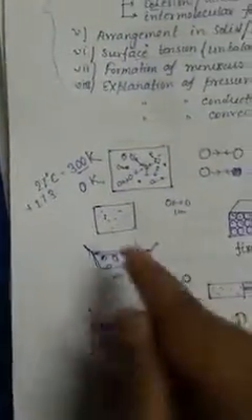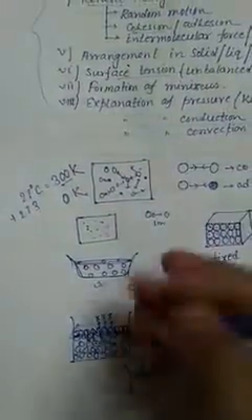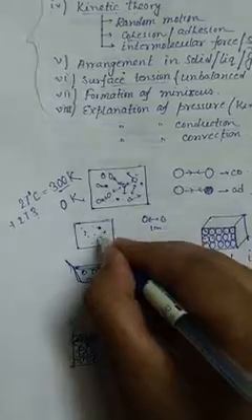Now you may ask, sir, why are you telling this? Because when a gas is kept at 300 Kelvin, that means at room temperature, all the gas molecules must possess some energy.